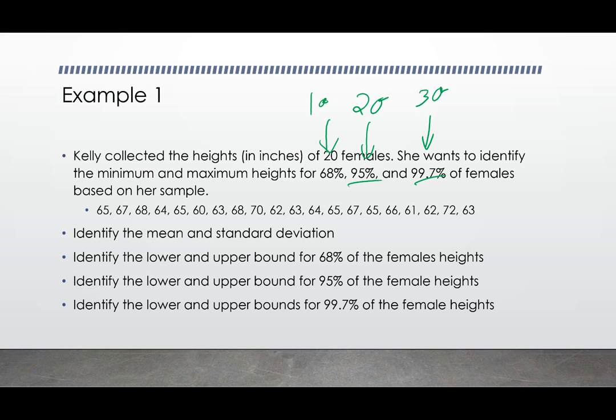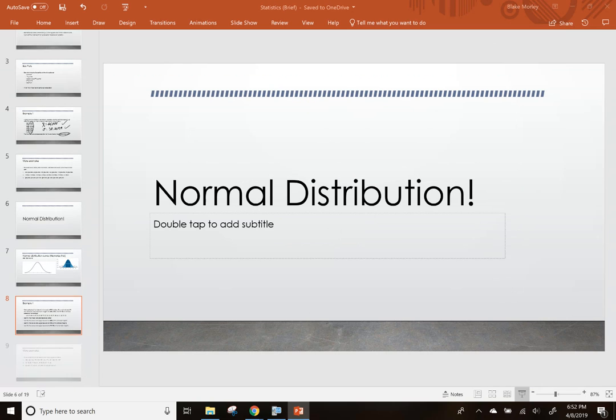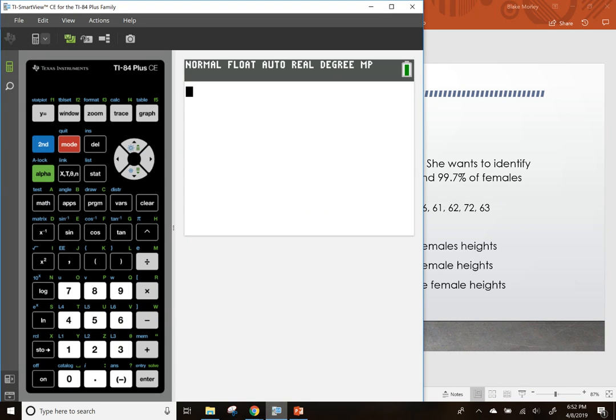So we've got our set of data, right? It's listed out, 65, 67, 68, 64, etc. So the first thing we want to do is, of course, find the mean and the standard deviation of this data. So we're just going to type this in the calculator and get that real quick. So let me go open my calculator and type these all in. Let me change the view a little bit.